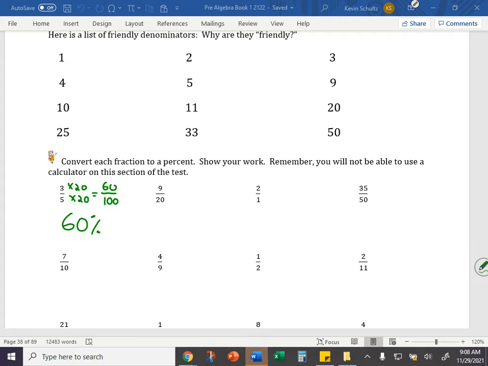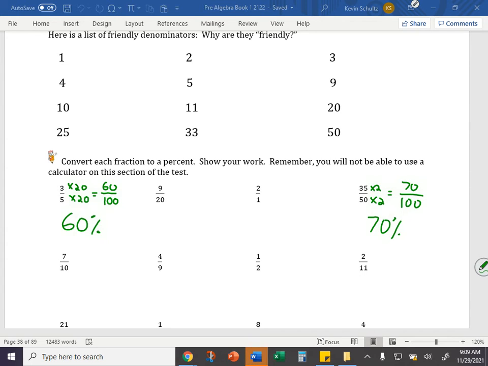Let's skip over a couple. 35 fiftieths. That's not out of 100, but how do we get there? Dave? Multiply 50 and 35 by 2. That gives us 70 out of 100. 70 hundredths. What percentage is 35 fiftieths then? 70%.